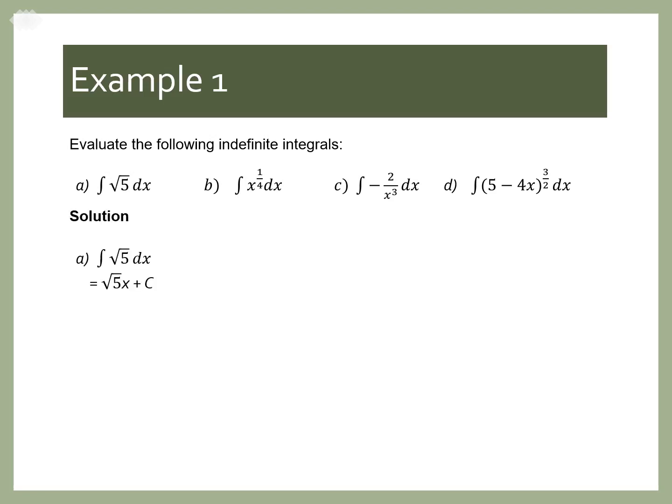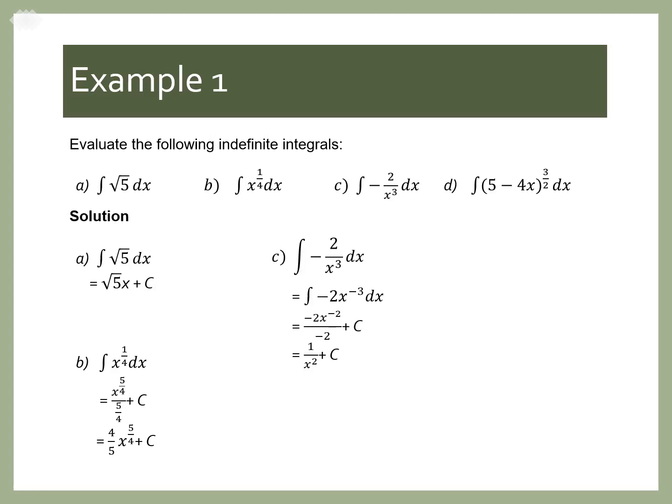Integrating square root 5 dx, the answer is square root 5 x plus c. This is by using the constant rule. By using power rule, integrate x to the power of 1 over 4, the answer is equal to x to the power of 1 over 4 plus 1, which is 5 over 4, over 5 over 4 plus c, which can be simplified to 4 over 5 x to the power of 5 over 4 plus c.